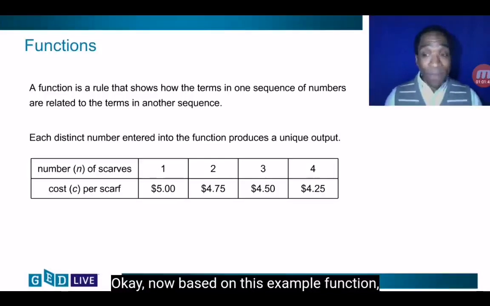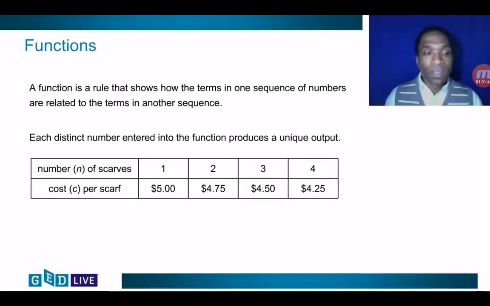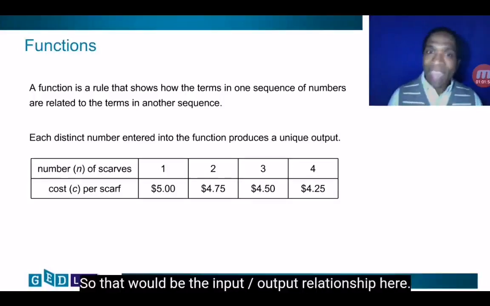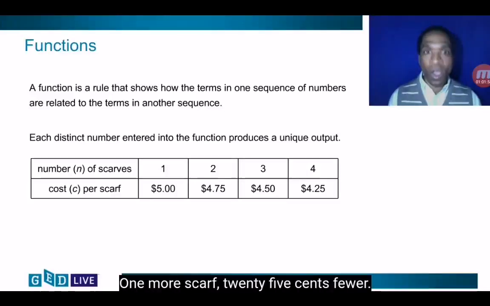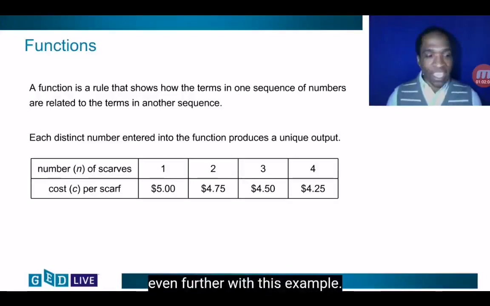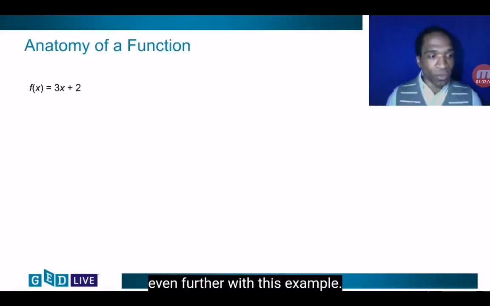Okay, now, based on this example function, for each additional scarf, the cost per scarf goes down by 25 cents. So that would be the input-output relationship here. One more scarf, 25 cents fewer. Okay, let's break down functions even further with this example.